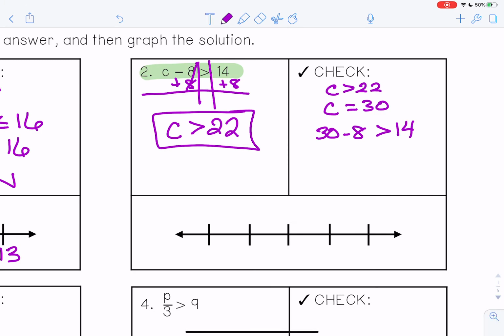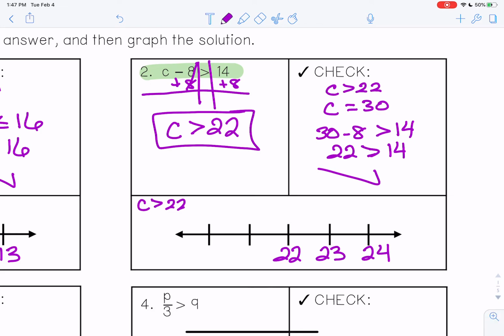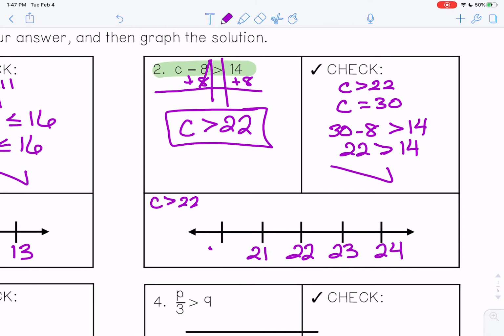Well, 30 minus 8 is 22. 22 is bigger than 14. So yes, we did it correctly. So now I'm going to go ahead and graph my answer. I'm going to put 22 in the middle. I'm going to choose a couple of numbers that are bigger and a couple of numbers that are smaller.